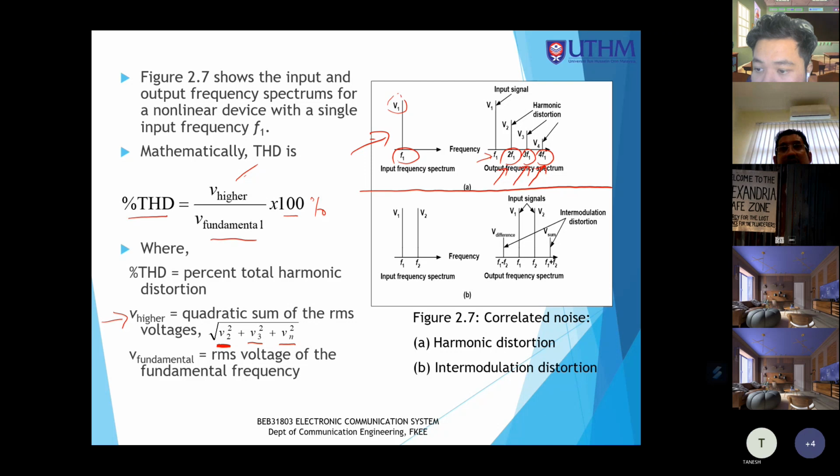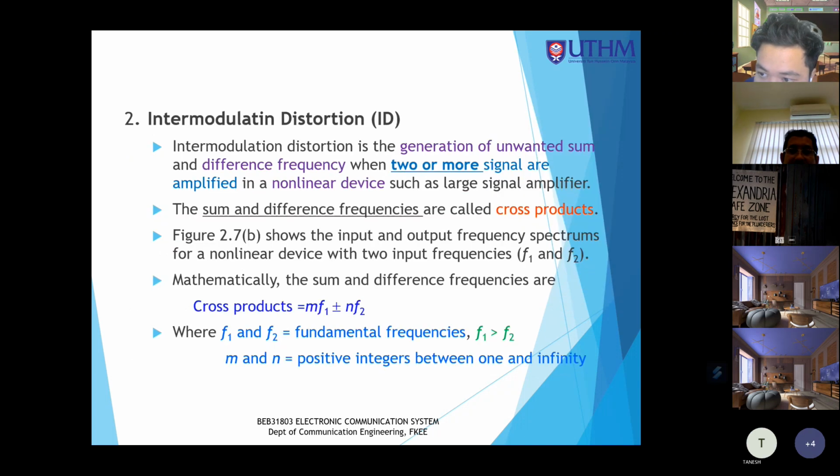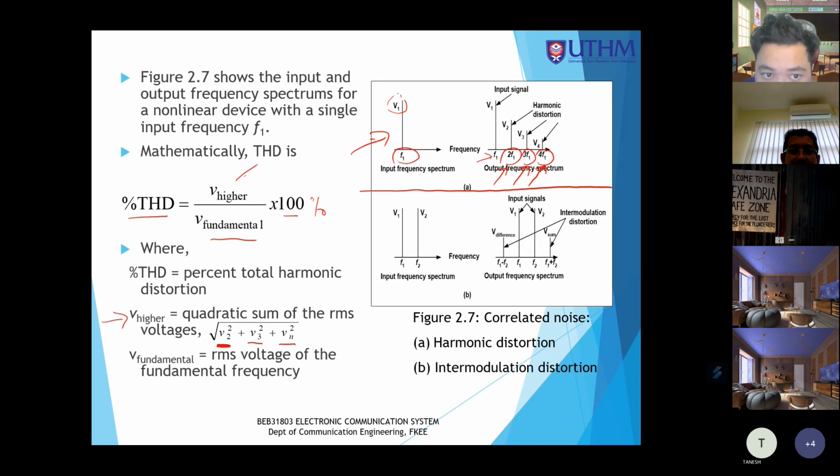If we have 10 harmonics, then up to the 10th order harmonic, until V10. If we have many, we just need to add all the harmonics. And then we divide by V fundamental. That means the square root of V2 squared plus V3 squared plus until Vn squared, divided by V1, the fundamental voltage, the original voltage V1. And then we multiply by 100%.